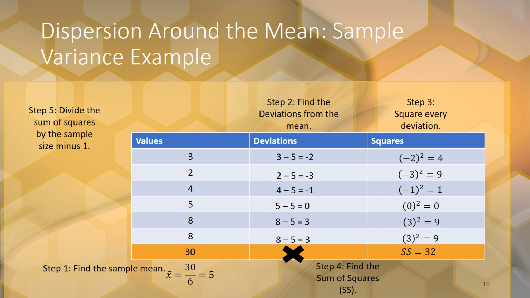And then step 5 is a little bit different. We're going to divide the sum of squares by n minus 1, so the sample size minus 1. So we're going to do 32, which we got from the sum of the squares column, and then we're going to divide by 5, which is 6 minus 1. And we're going to get 6.4. So the sample variance s squared would be 6.4.